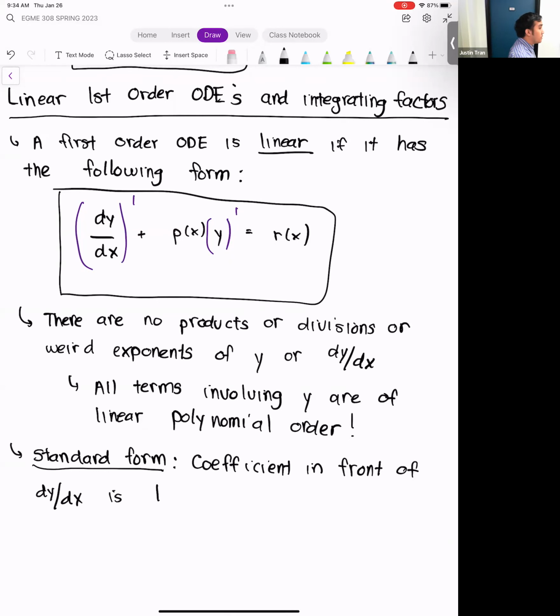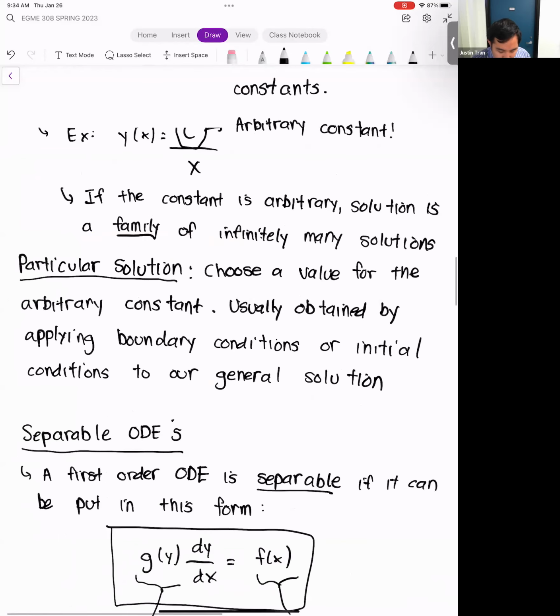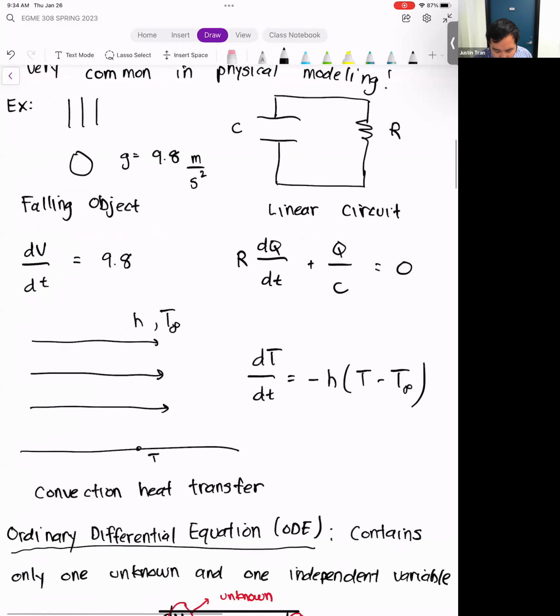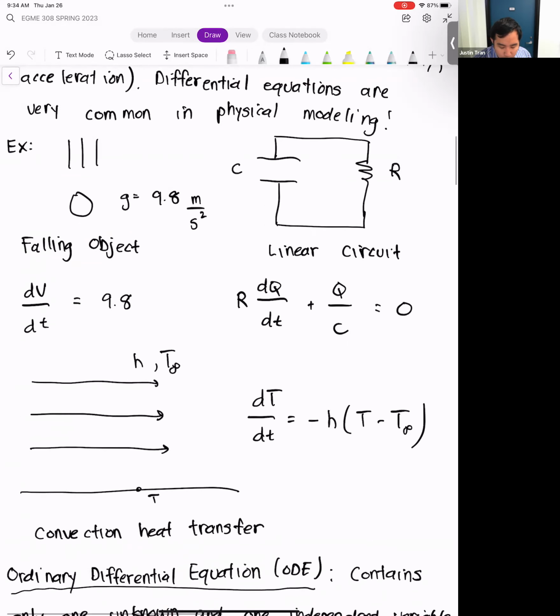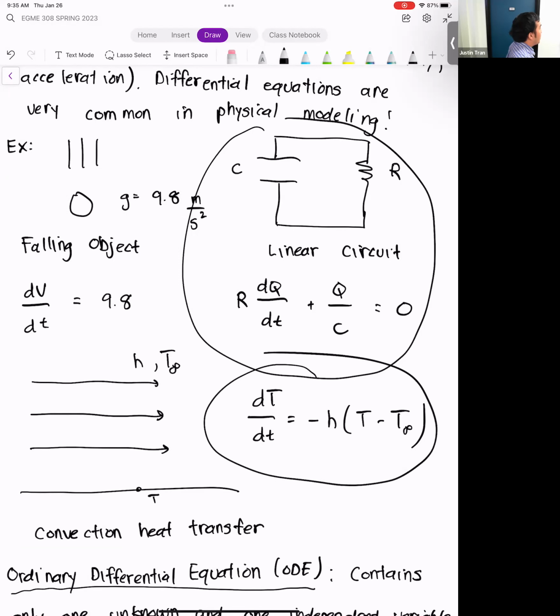Any questions on this so far? So this form of a differential equation, even though it still seems pretty arbitrary, p of x and r of x are still relatively undefined. You'll see a lot of differential equations in this form. Okay? In particular, if we go back to the very beginning of the lecture, we talked about a couple physical systems, like the electrical circuit and the heat transfer example. Both of these fall into that category of a linear differential equation.